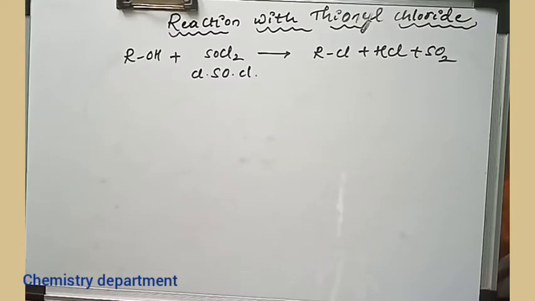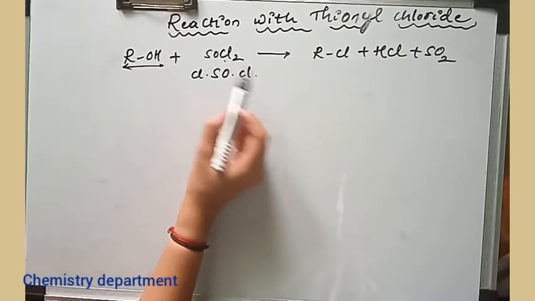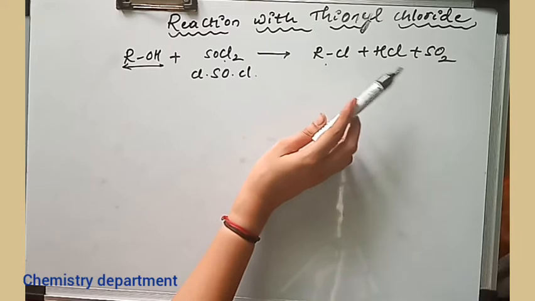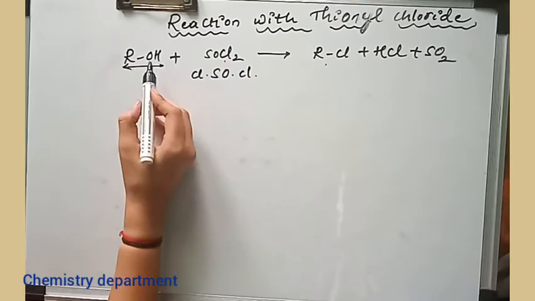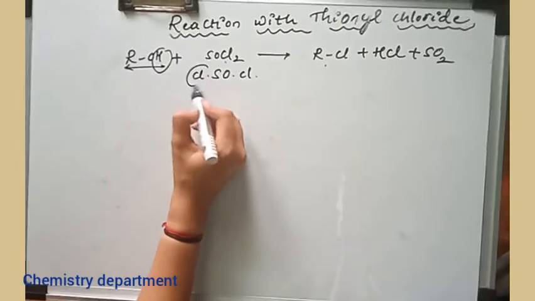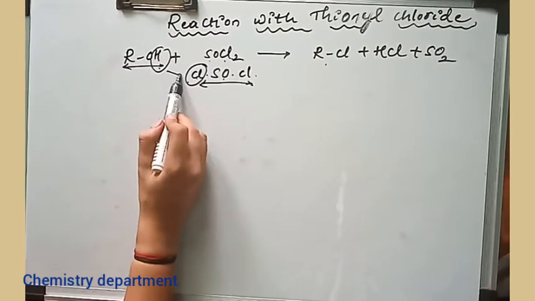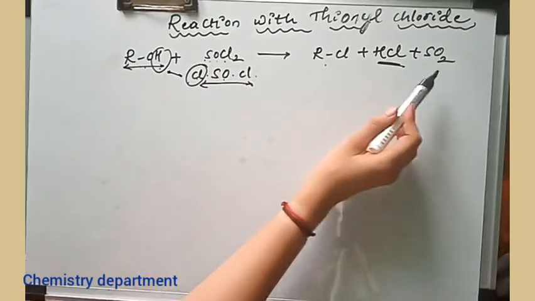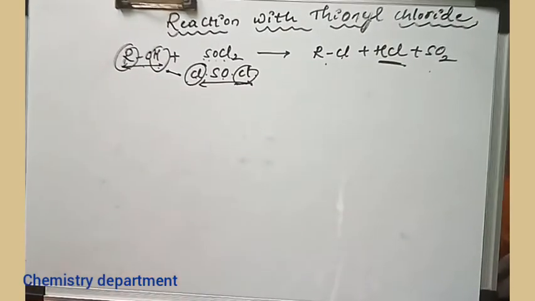The next method of preparation of haloalkanes is by using thionyl chloride. Whenever alcohols are reacting with thionyl chloride, there is a formation of haloalkane, and along with this, HCl and SO2 will be formed. How you can remember the reaction here is, I have split the thionyl chloride and written it in this form, SO Cl Cl. So H and Cl will combine to form HCl. SO and this oxygen will combine to form SO2. Still one Cl is remaining. This R and this Cl will combine to form RCl.